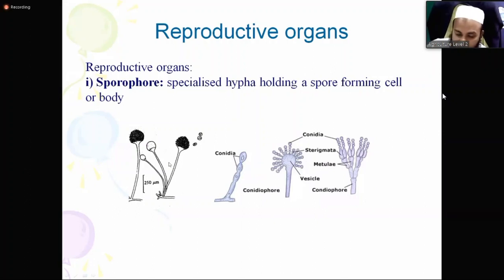So these are conidia, these are spore. This branch which contains spore and spore forming body or cell, these are sporophore, and the branch which contain conidia or conidia forming structure like vesicle or other, these are called conidiophore. Do you understand all? Yes, sir. Okay, very good.